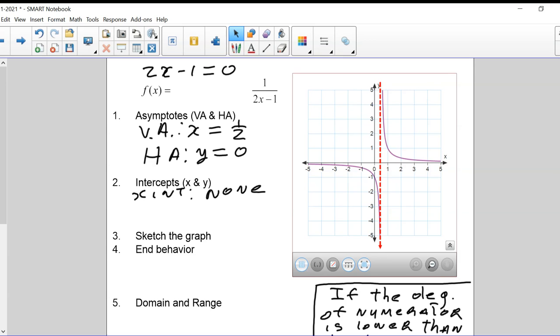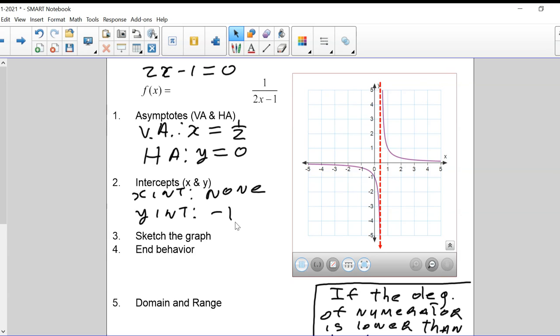All right. How about the y-intercept? Is that none as well? Can't fool you guys at all. You're looking straight at the graph and you can tell that that's not the case. It does have a y-intercept. The y-intercept is in fact -1.